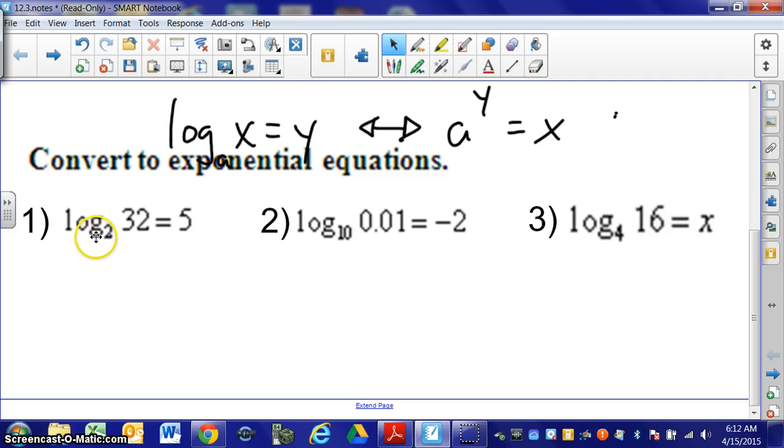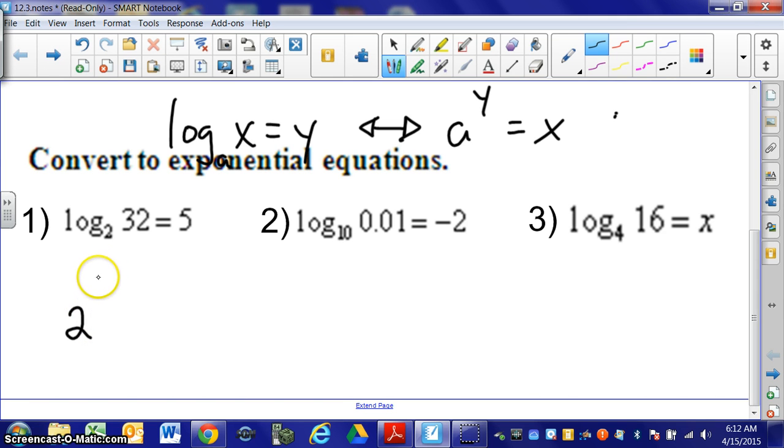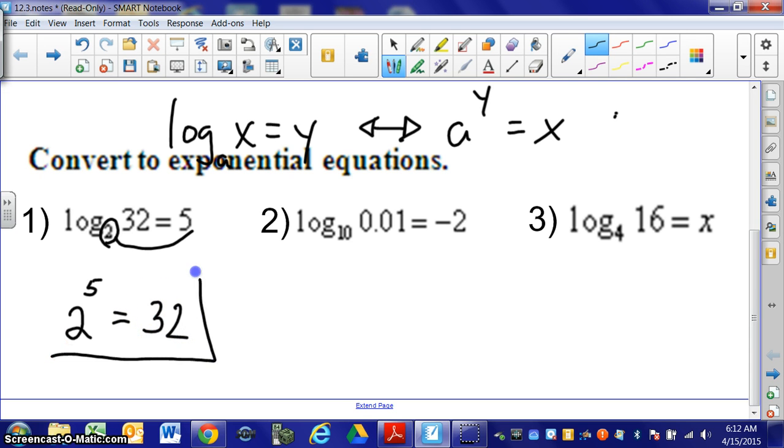Notice how there's a log here, log base 2, log base 10, log base 4. We're going to convert. So let's take a look at number 1. The 2, which is the base of this log, will still be a base in the other form. In exponential form, the base is what you raise to the exponent. So you take the base and swing over and pick up the number on the other side, 2 to the 5th. Then that's equal to the only number you have left that you haven't used. 2 to the 5th equals 32.